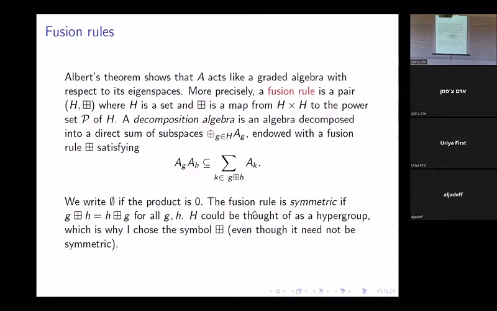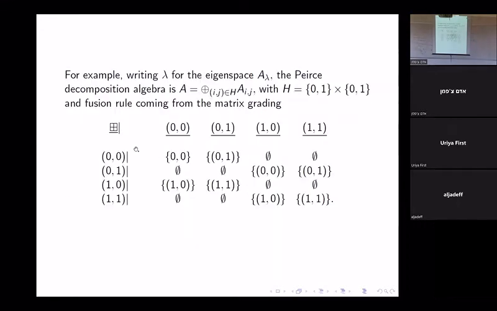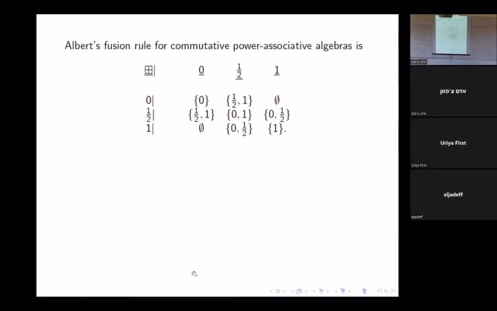So the fusion rule is symmetric if the algebra is commutative. I just want to throw in that you could think of this as a hypergroup multiplication, if anybody's interested in hypergroups. Now, the Pierce decomposition now reads like this. We could just look through the different things, where the empty set means it's 0.